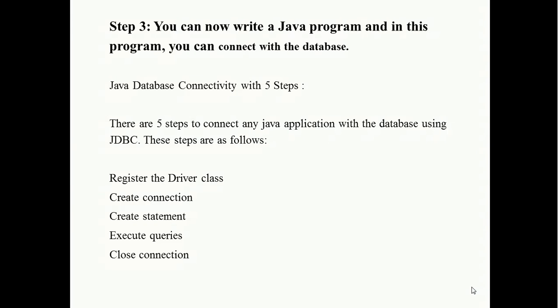There are 5 steps to connect the Java application with the database using JDBC. And these 5 steps are: first, register the driver class; second, create the connection; third, create a statement; fourth, execute the queries; and fifth, close connection. See all these steps in short. And after that, in the next lecture, we will see all these steps in detail.